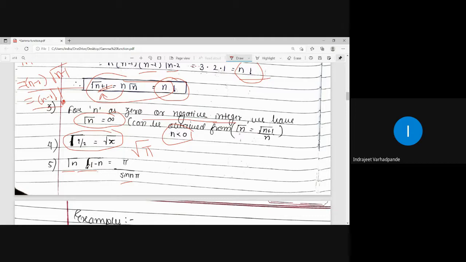We will see its proof, but right now you need to keep in mind the important results. What are they? Gamma 1 is equal to 1. Gamma n plus 1 is n gamma n or n factorial. Gamma half is under root of pi. Gamma n into gamma 1 minus n is pi upon sine n pi. That is how we conclude with the various properties of the gamma function.